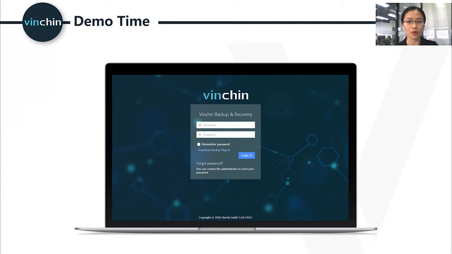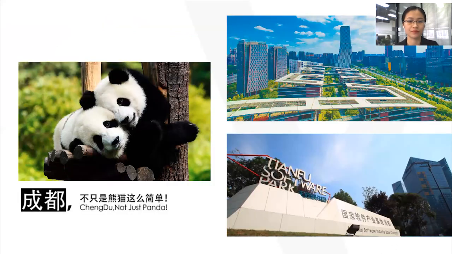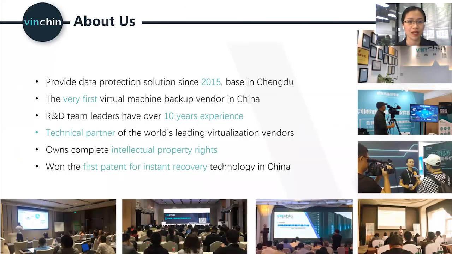The next part, I would like to introduce a little bit about the company behind these technologies. Who is Vinchin? Allow me to share a few pictures. Right, Panda. The city where Panda comes from is named Chengdu. It's also the Chinese national software industry base. This is the place where Vinchin was born. Vinchin has provided data protection solutions since 2015, based in Chengdu. It's also the very first virtual machine backup vendor in China.